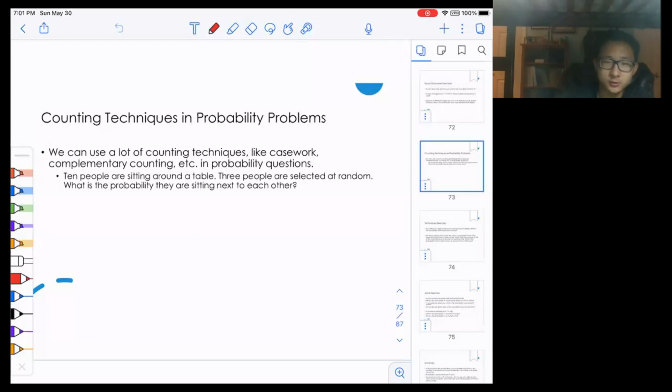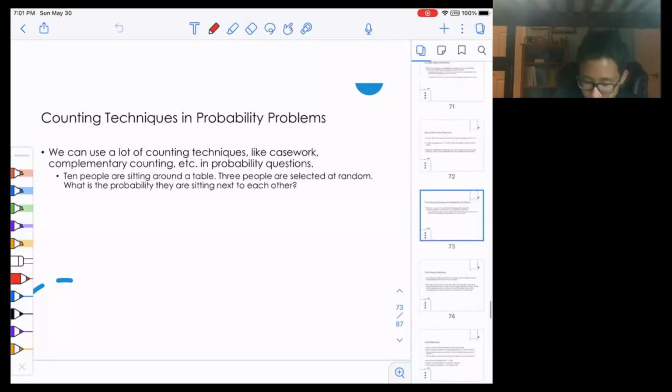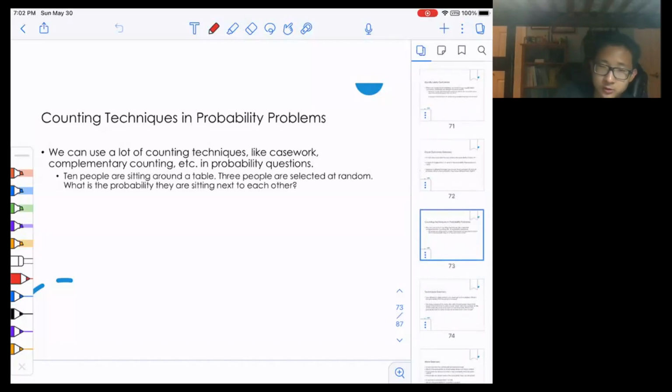All right, so today we're going to start with counting techniques in probability problems. In the last class we learned about probability and equal outcomes. Today we're going to learn how we can use counting techniques to solve probability problems. We can use a lot of these, like casework, complementary counting, etc., in probability questions. So here's an example problem.